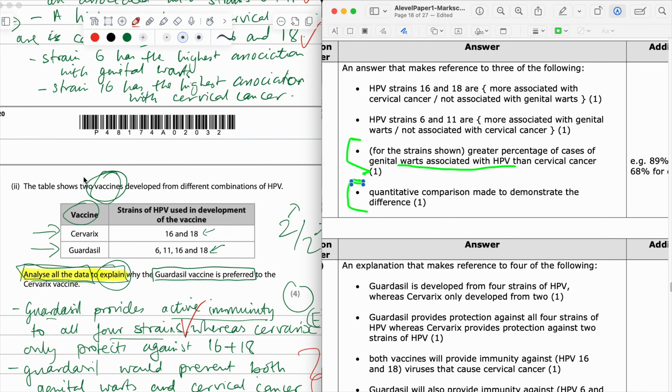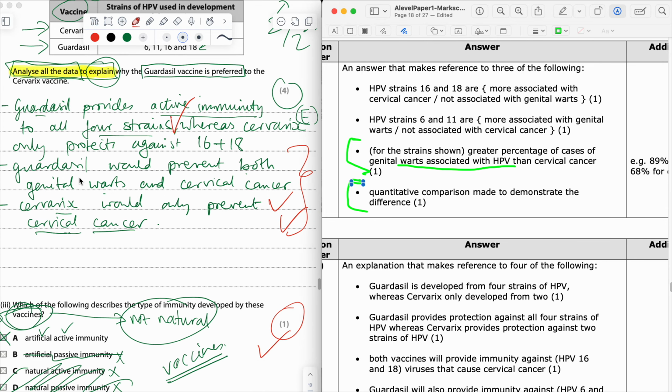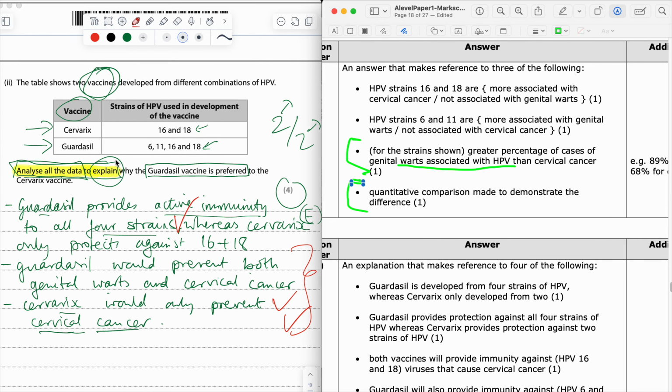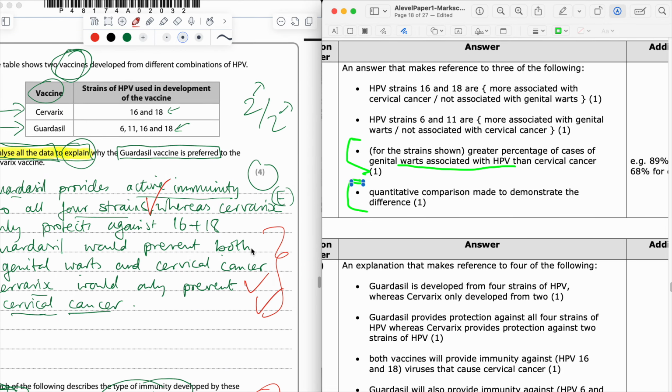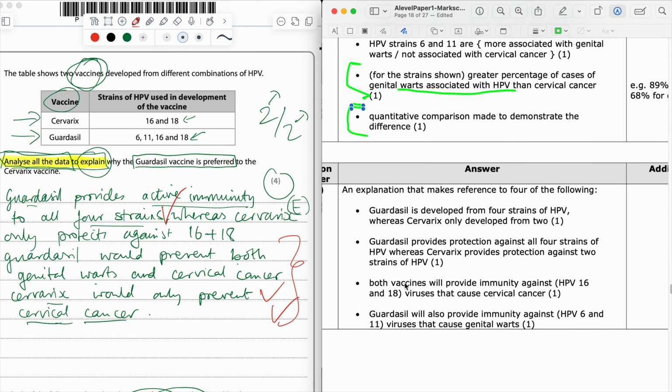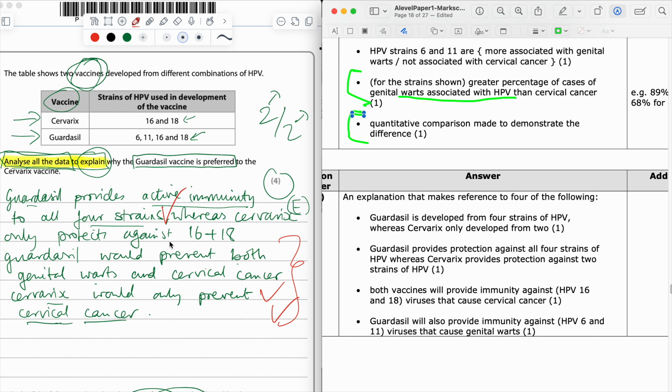Okay, so let's keep moving. Then I did not do well on this question, though I think I said some things in a different way than what the mark scheme had. So what the mark scheme said was both vaccines will provide immunity against cervical cancer, whereas Gardasil will also provide immunity against genital warts. Now, in my answer, I said Gardasil will prevent both genital warts and cervical cancer, but Cervarix would only prevent cervical cancer. So I think I would get those marks.